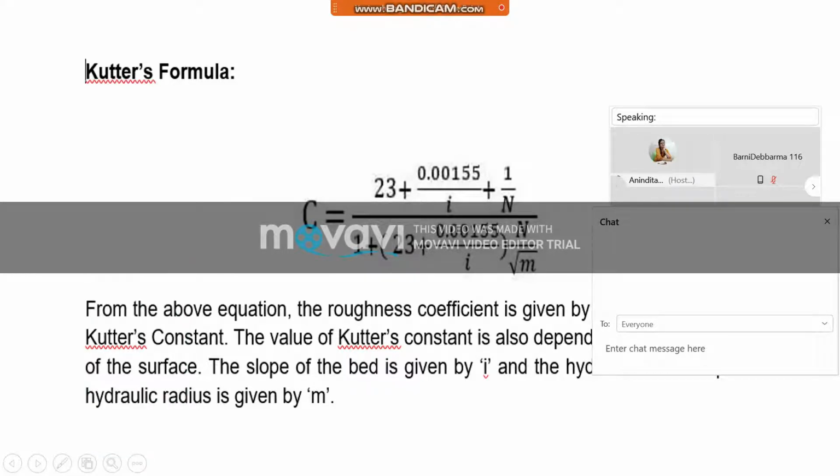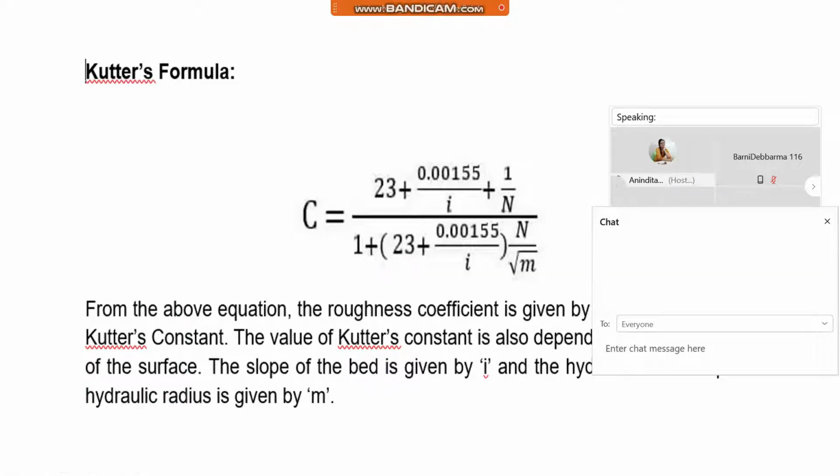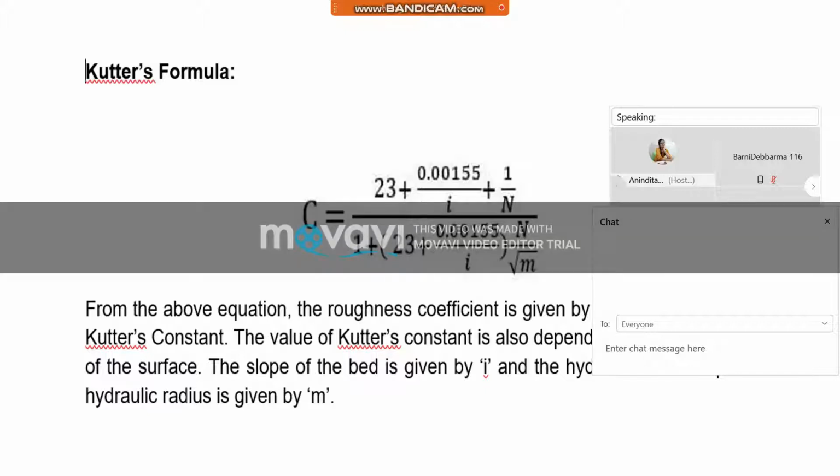This is Kutter's formula. From the above equation, the roughness coefficient is given by capital N, which is called Kutter's constant. The value of Kutter's constant is also dependent on the roughness of the surface. The slope of the bed is given by small i, and the hydraulic mean depth or hydraulic radius is given by small m.